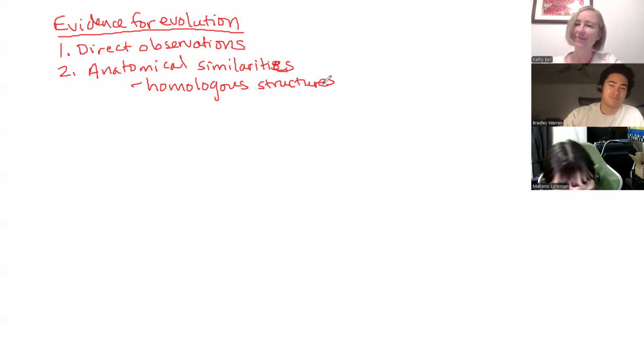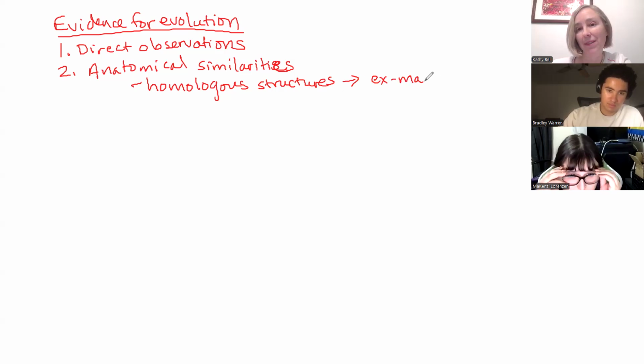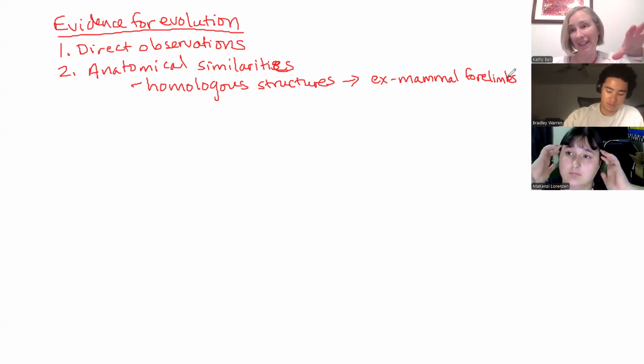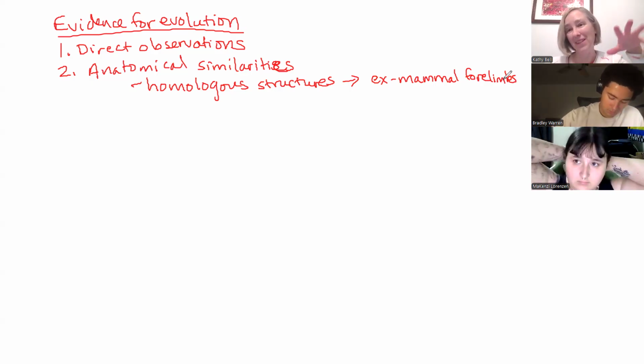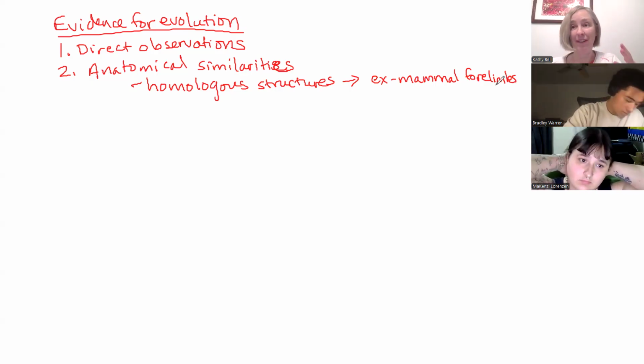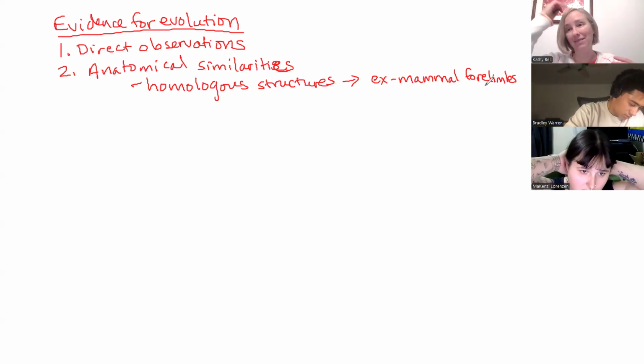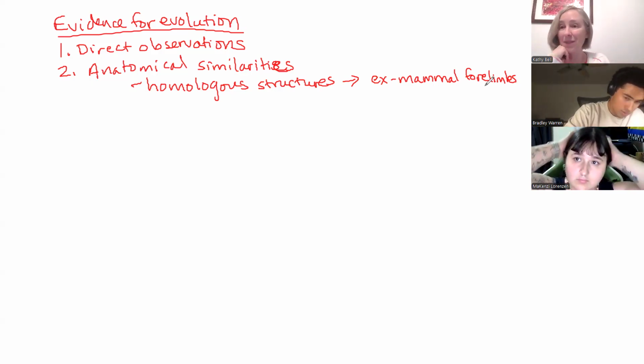Structures that are the same. They're similar. So a good example would be mammal forelimbs. Oh, like whales, bats, humans. Yeah, so you've got the same plan that's similar, but it's been modified, right? Depending on what that species is using its forelimb for, right?